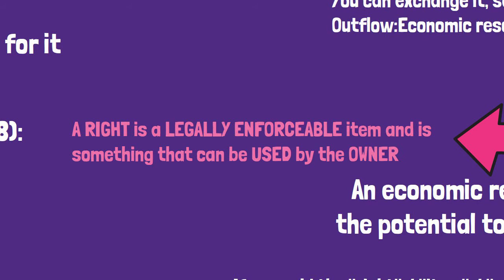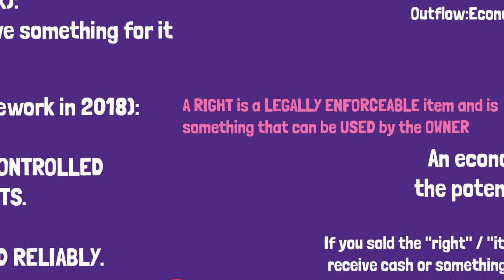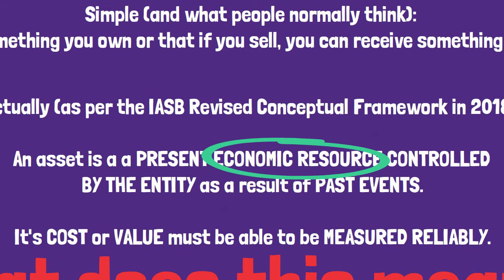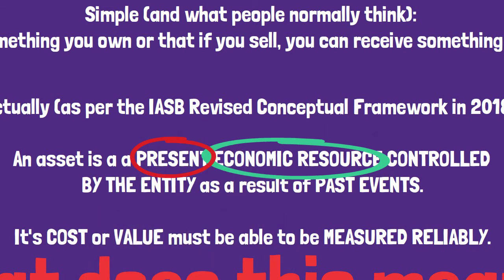Okay, so now we know what an economic resource is. It's a legally enforceable item which has the potential to give you some type of benefit economically, directly or indirectly, or in the future. So let's go back to the definition of what an asset is. So we've said an asset is a present economic resource. But what does that word present mean?